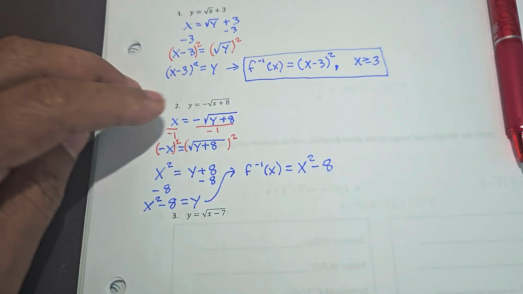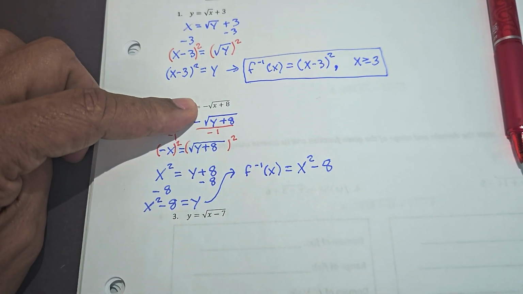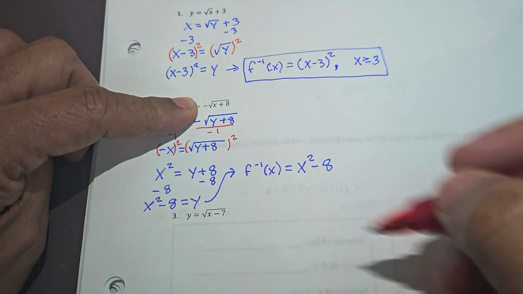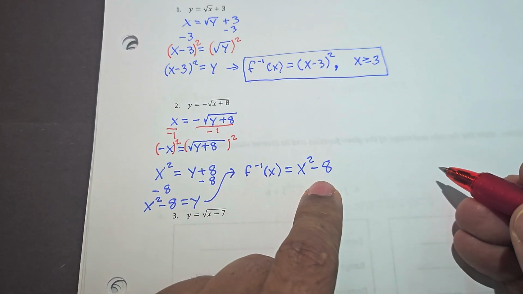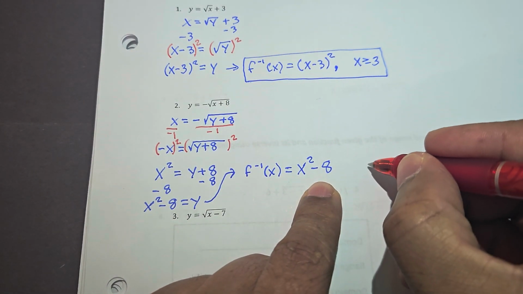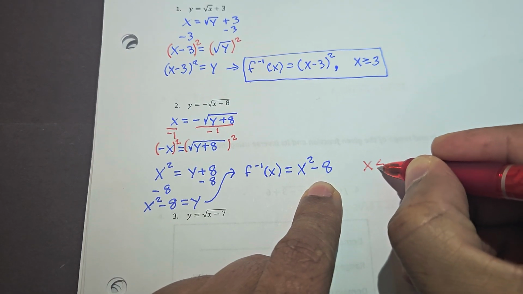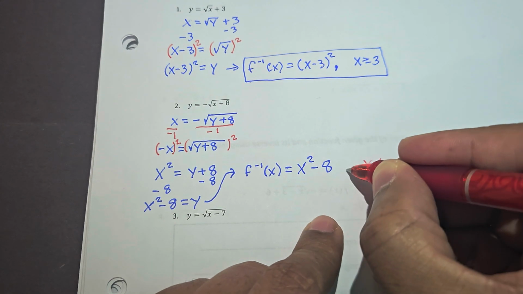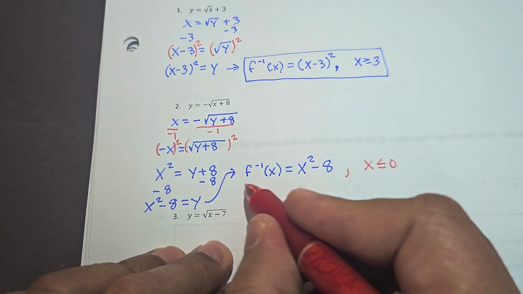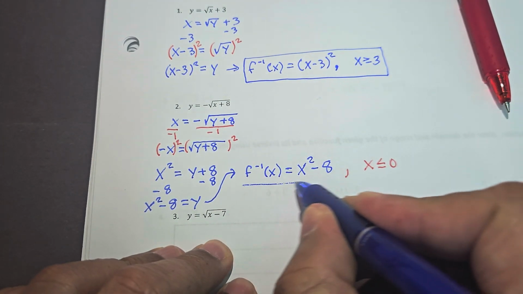But then I have to look at the fact that I'm given the negative square root. So this tells me that I can only use the left side. There are no parentheses here, so that means we're going from 0. So that means all the x values that are less than or equal to 0. That's the restriction on the domain for this problem.